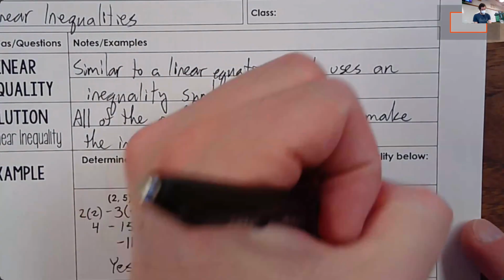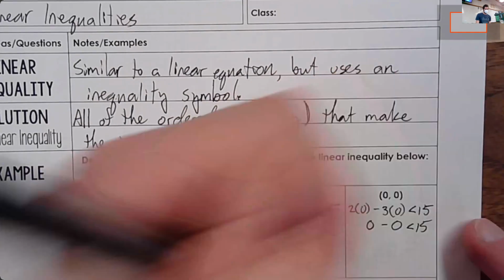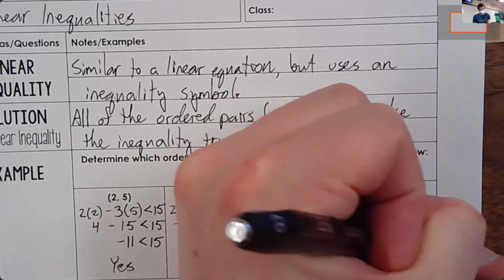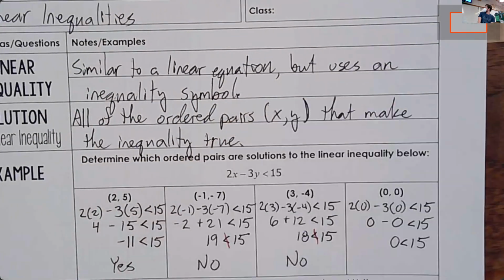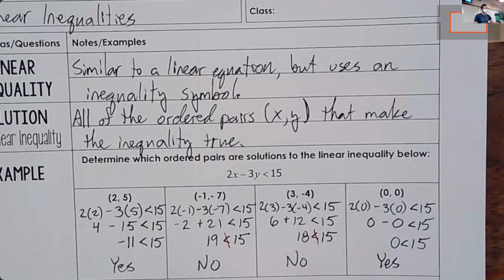2 times 0 is 0. -3 times 0 is 0. So that says 0 minus 0 is less than 15. Well, 0 minus 0 is just 0. And 0 is definitely less than 15. So that last one there is yes. So if you're asked to find out if an ordered pair, if an XY coordinate works with an inequality, just plug in those numbers for X and Y, see if it works.